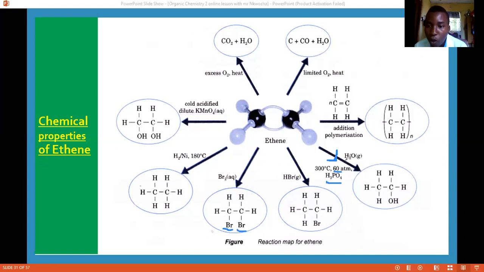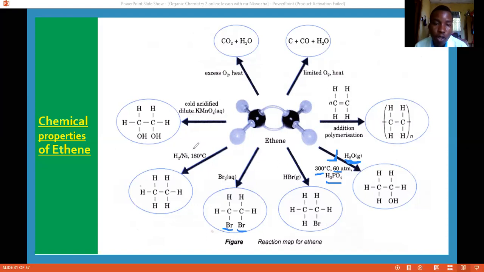This water must be in form of steam. That is one of the methods of preparing alcohol in the lab: hydration of ethene. So the condition is 300 degrees Celsius heat, 60 atmospheres high pressure and high temperature, and presence of catalyst. Then finally, let's get into the name of this one. This compound is called ethanol. Very simple.